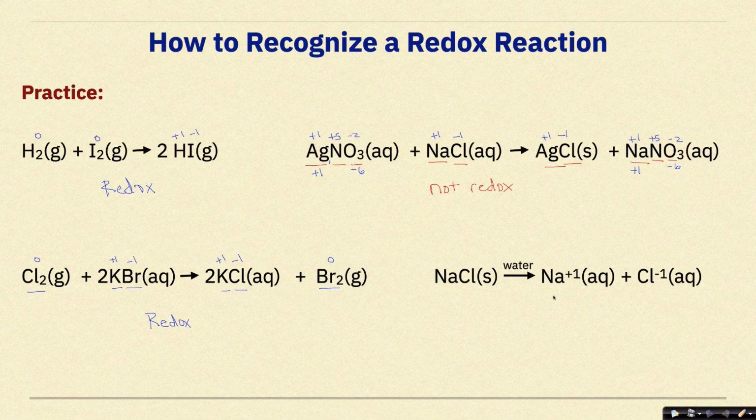Finally, our last example. In the compound NaCl solid, Na is +1, Cl is -1. It is added to water and dissolved, where we have sodium ions and chloride ions. This is not redox. It's a physical change, not a chemical change. So don't get thrown by that. If the charges don't change, it's not a redox reaction.